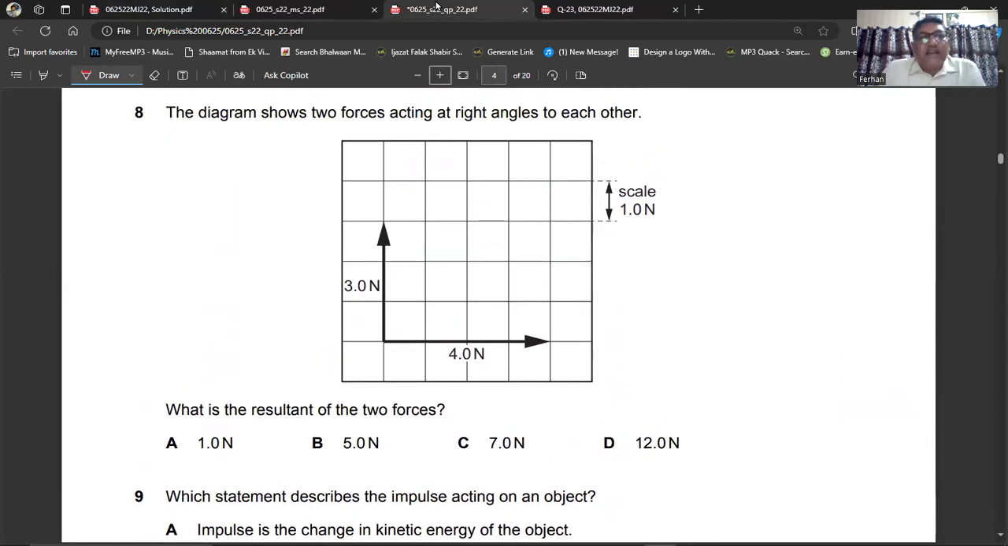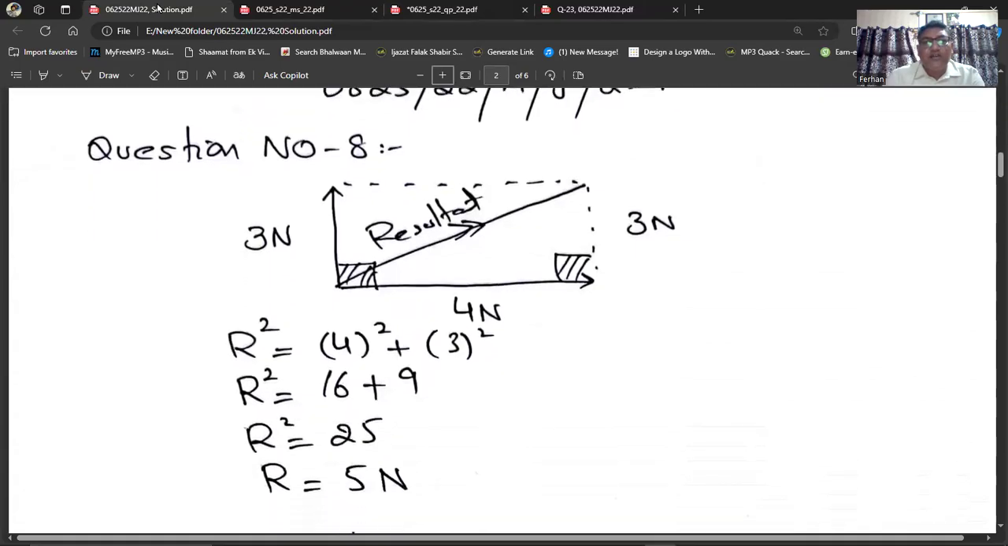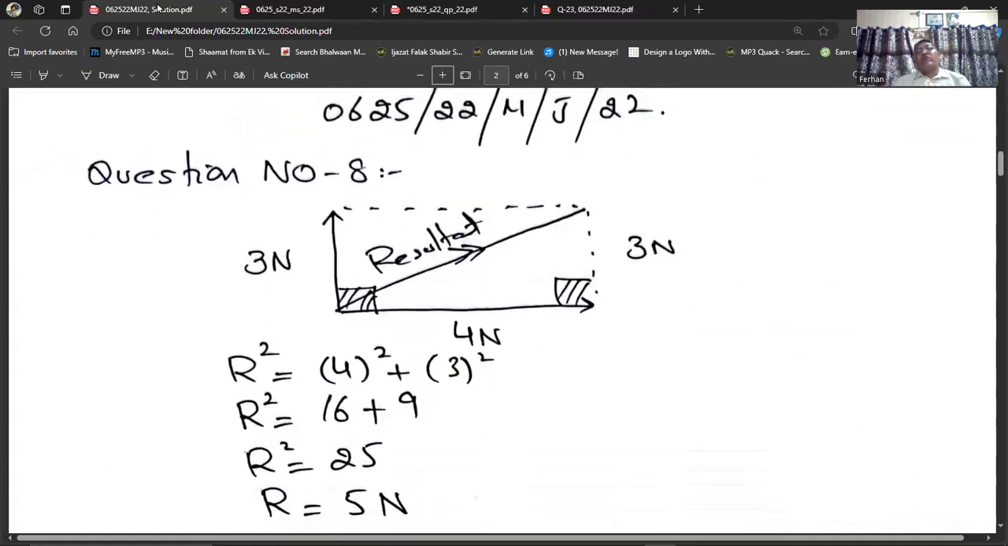Question number 8, the diagram shows two forces acting at right angle to each other. What is the resultant of the two forces? You see these two forces are acting perpendicular to each other. The tails are joined together, so I can apply the parallelogram law, or I can also apply the triangular law.